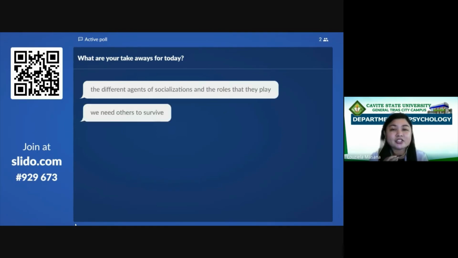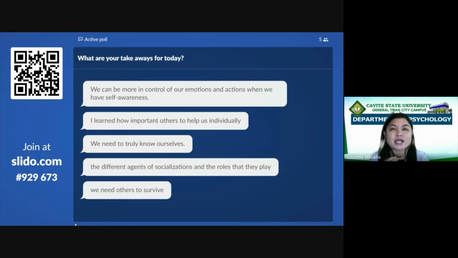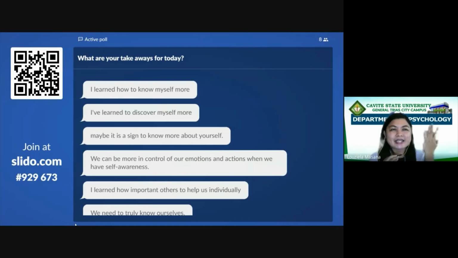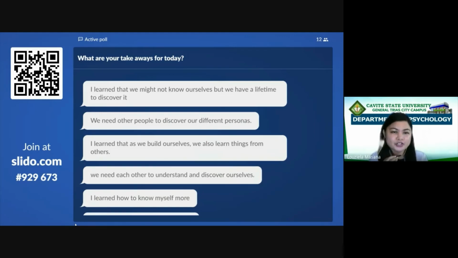The different agents of socialization, the roles that they play, from the family down to the work. We need to truly know ourselves, indeed. And it's a process of knowing ourselves. It's not just a click that you get to know yourself. You need to experience things. You need to have a journey to discover yourself.